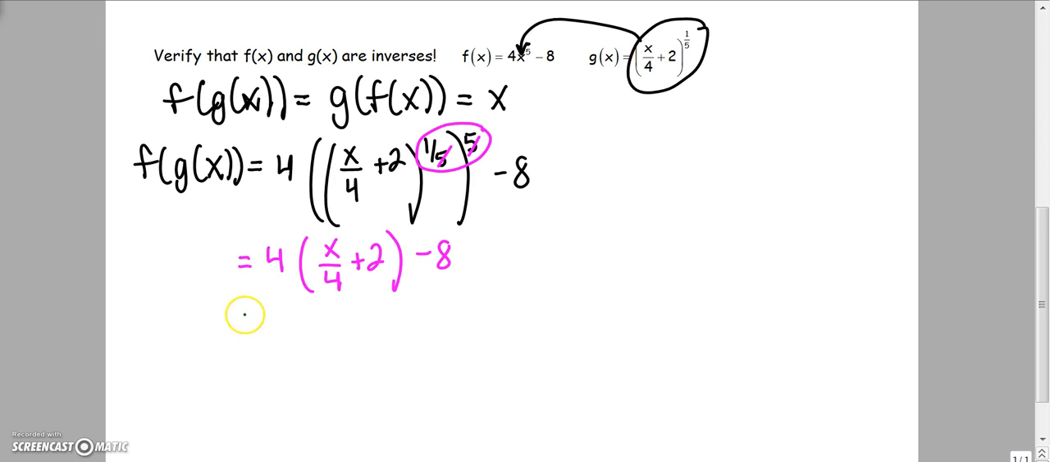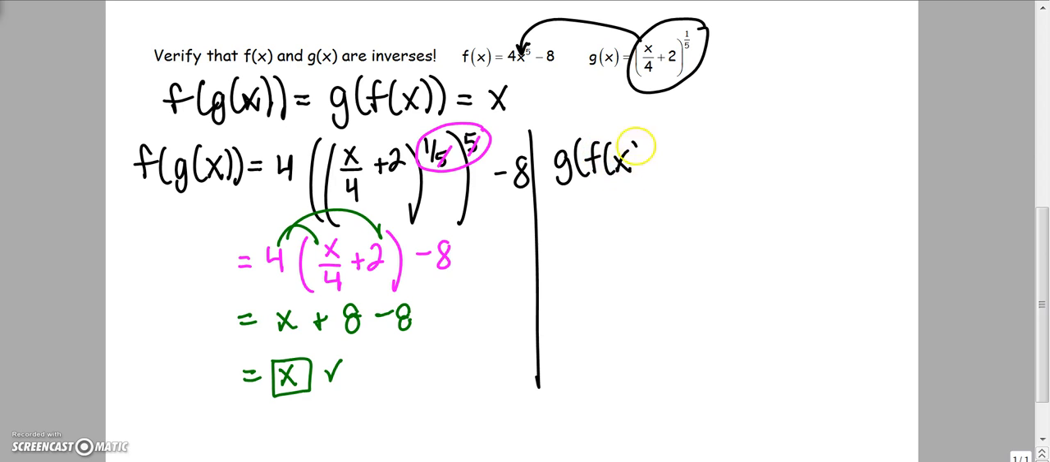Now you can distribute the 4, and you'll get 4x over 4, which is x, plus 4 times 2 is 8. Notice I'm bringing every step down, and then the 8s will subtract, and you will get x. There you go. Now we'll do the other side.